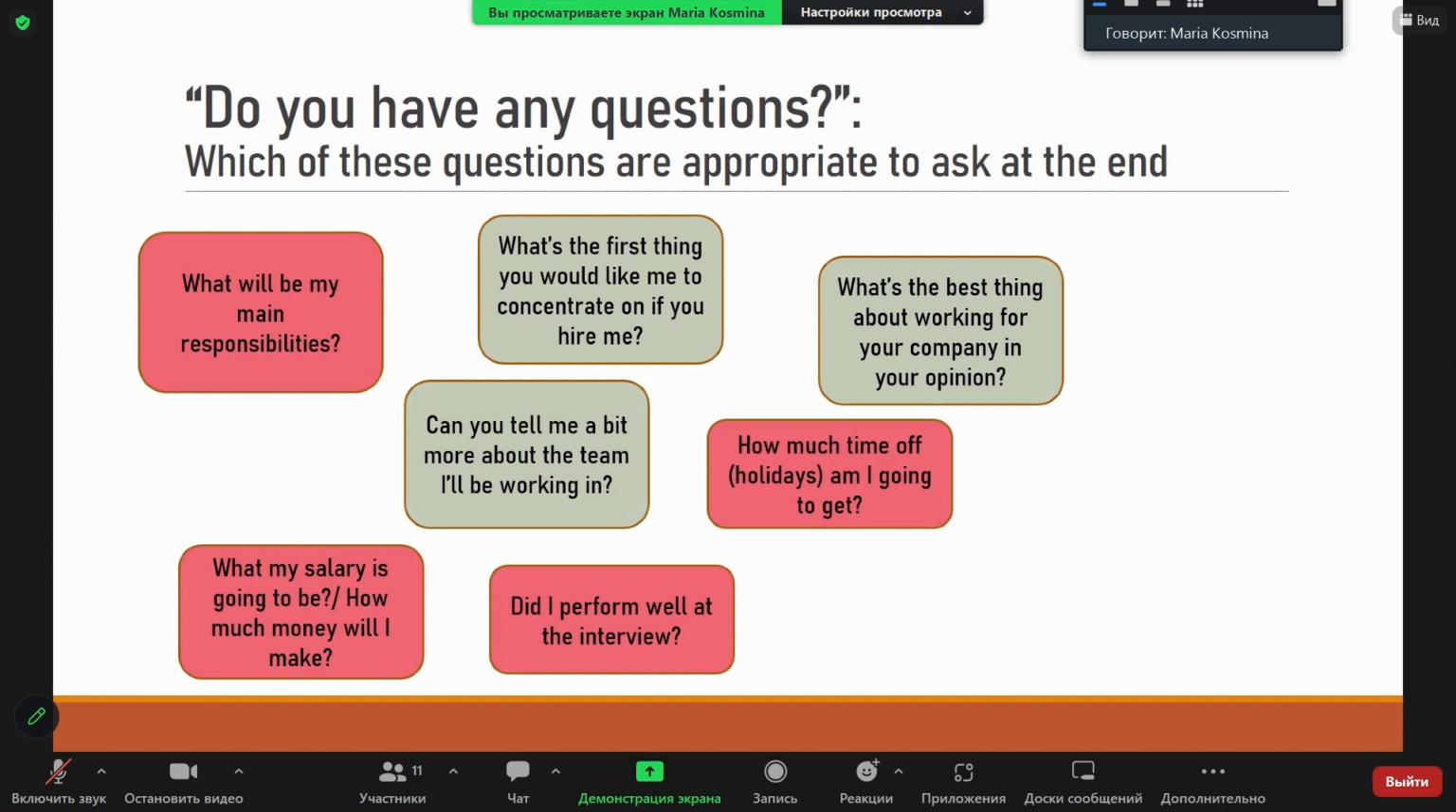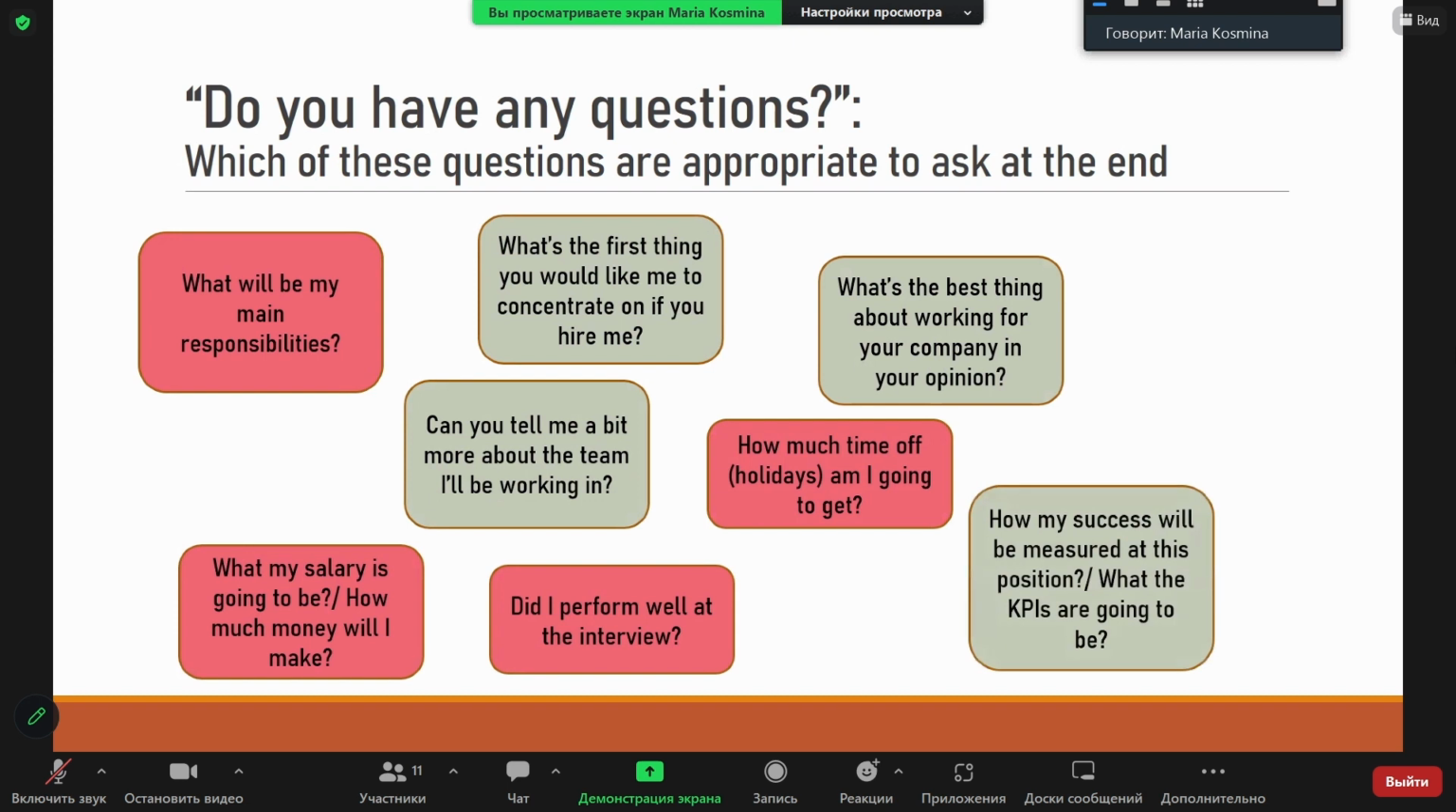So, maybe there can also be a miscommunication. You might think one thing, like what my main responsibilities will be, but they might understand it differently. They might get it wrong. That's why be careful and always put yourself in the shoes of your interviewer. Right. And this one is super good, it's always safe: how my success will be measured, or what the KPIs are going to be. That's a safe one.